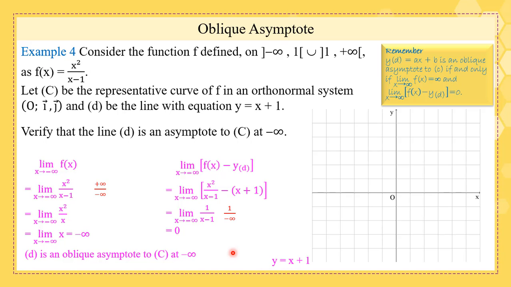Now let's see it graphically. Well, we have the line y equals x plus 1, and we have the curve. You see, the meaning of an oblique asymptote is that when x tends to minus infinity, the distance between the line and the curve tends to 0. They are going to be very close to each other.